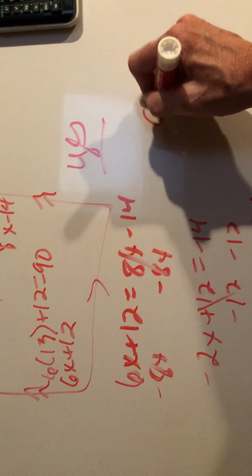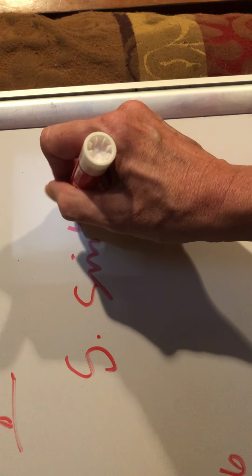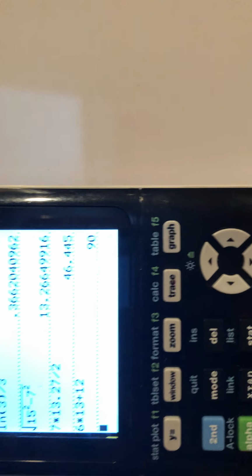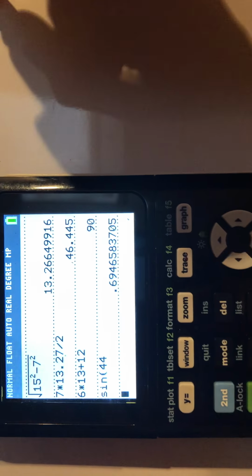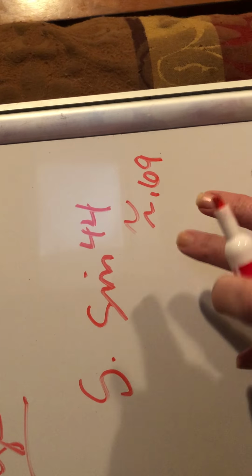Then on number 5, you have to do the sine of 44 on your calculator, and you have to round it to the nearest hundredth. So you just take your calculator, and you hit sine 44, enter, and then you round that to 0.69 because it wants the nearest hundredth. So that's what your number 5 should look like.